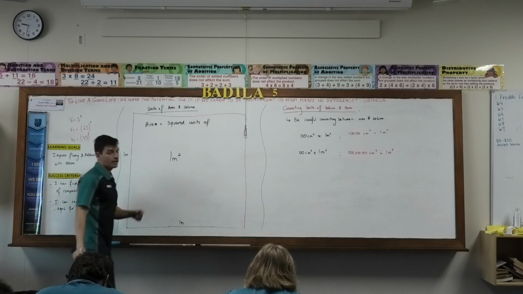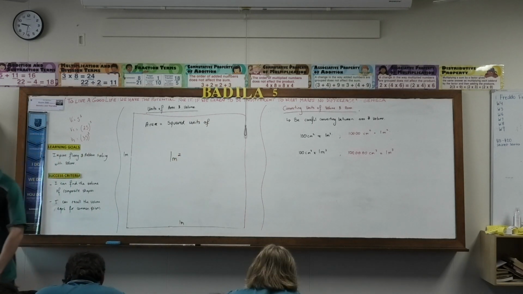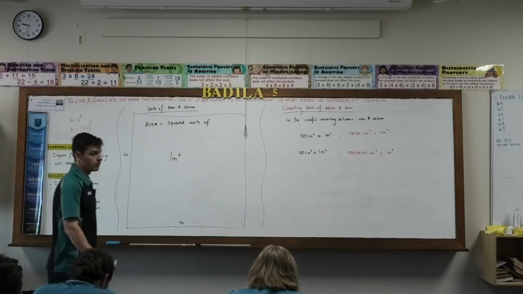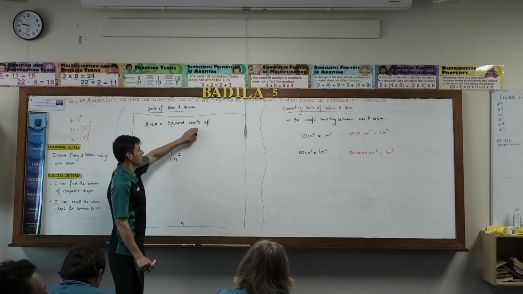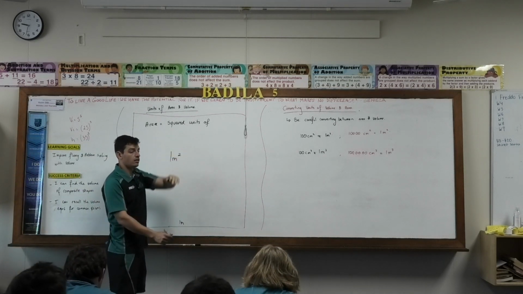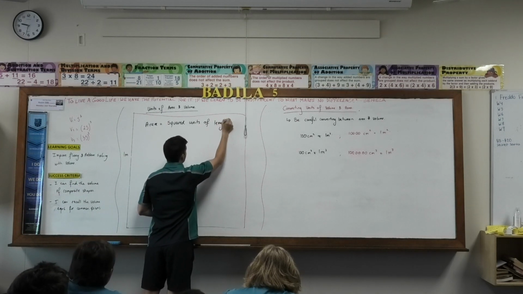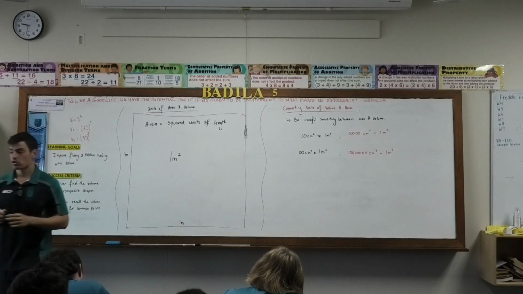What about a metre per second squared? Is that an area? What about a kilojoule squared? So squared units of distance, I'm just going to use length, but yes, in terms of physics, you are correct. Squared units of length.